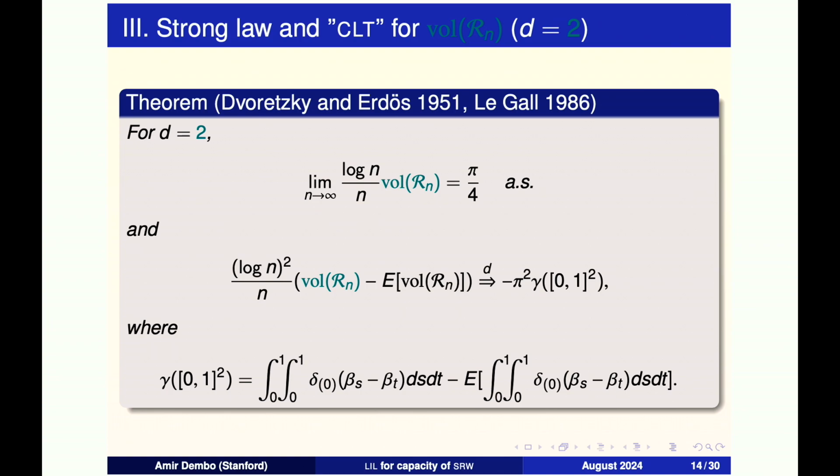And a result of Le Gall from 1986: if you subtract from the volume the expected value, then now you need to scale not by n over log n but by n over log n squared, and you will get a non-Gaussian limit variable, which is related to the self-intersection local time of the Brownian motion. This is really the self-intersection local time of the Brownian motion, normalized. Self-intersection local time has to be defined correctly. If you look at this definition, formally it makes no sense, but you do it with dyadic approximation, and you read Le Gall, beautiful paper, and then you know everything. This is how I know this stuff.